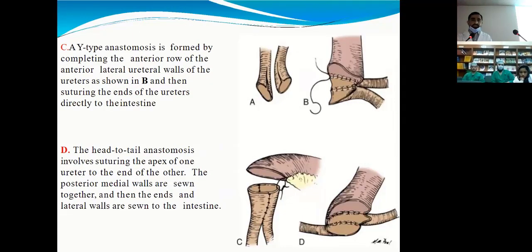Y-type anastomosis is formed by completing the anterior row of the anterior lateral ureteral wall of the ureter, as shown in B, suturing the end of the ureter directly to the intestine. And the head-to-tail anastomosis involves suturing the apex of one ureter to the end of the other. The posterior medial walls are sewn together, and then the end and lateral walls are sewn to the intestine.